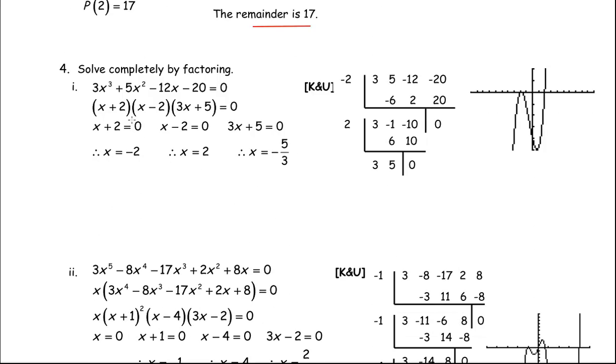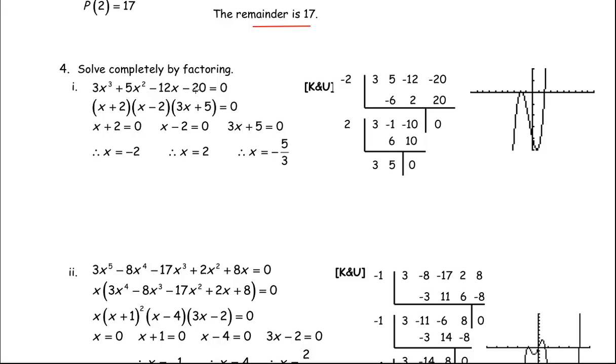For question number 4, it says solve completely by factoring. And so I've included a graph over here which shows, well, you can get from it what the roots probably are, so you can choose numbers for the synthetic division that probably work. And so it looks like there's a double root at negative 2, and then it also crosses to positive 2. So let's start with negative 2 here.